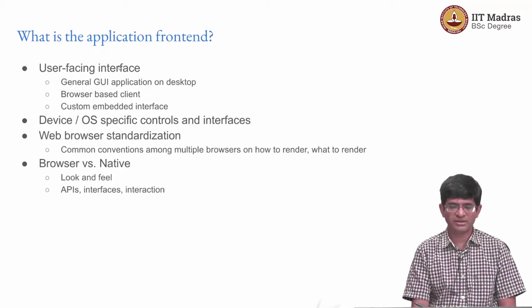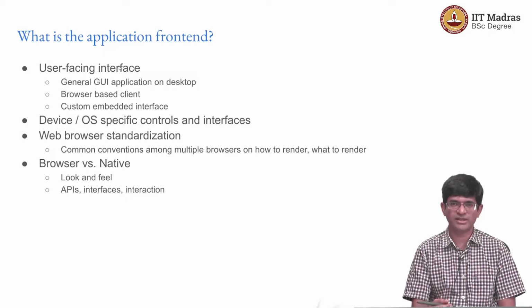There are many things that need to be understood in the context of the standardization of web browsers. In particular, there are many common conventions that are followed by web browsers in terms of how to render something, what to render, and how exactly a page should look. There is also finally the notion of a so-called native application. How exactly do browser based applications compare with native applications? In particular, how do they look and feel? What kind of APIs do they have access to? Are they able to interact directly with the hardware available on the device that you have, or are there restrictions? All of those are things that the front end needs to take care of.